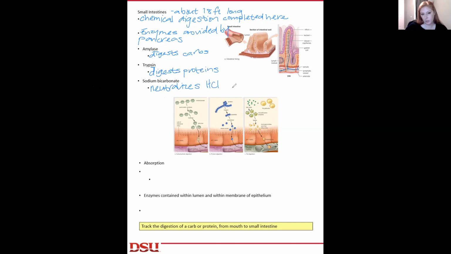And unlike the stomach, which is going to be very acidic, the small intestines are actually a little bit basic, because the sodium bicarbonate not only neutralizes the hydrochloric acid, but there's enough of it that it also makes the intestines a little basic.